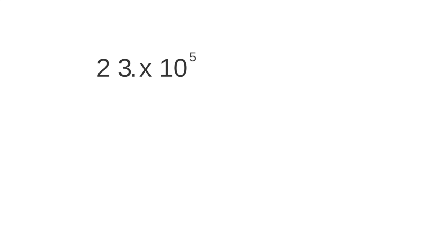To convert it to scientific notation, we must change 23 to a number between 1 and 10. We do that by moving the decimal so that it ends up with only one non-zero number to its left, giving us 2.3. But since that would decrease the value by 10 times, we must compensate by multiplying by 10 somewhere else. Instead of 10 to the 5th, we make it 10 to the 6th. Thus, 23 times 10 to the 5th becomes 2.3 times 10 to the 6th in scientific notation.